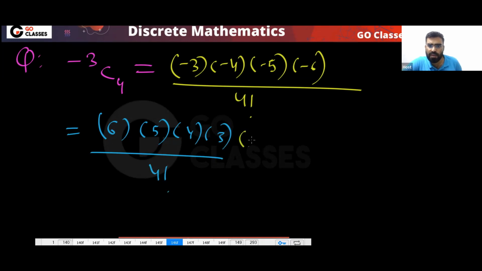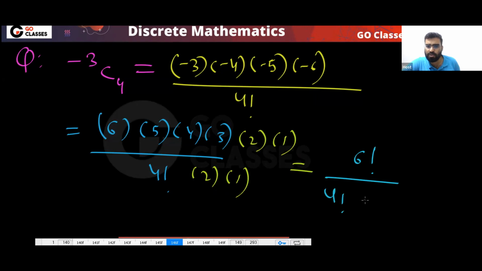If I multiply by 2, 1, then what will I get? I will get 6 factorial divided by 4 factorial into 2 into 1. Yes or no? And this 2 is basically 2 factorial. So 6 factorial divided by 4 factorial, 2 factorial, and that is your 6C4, correct? Can I say so?